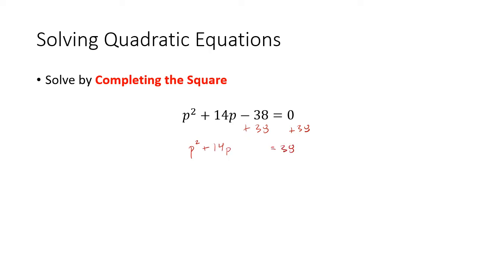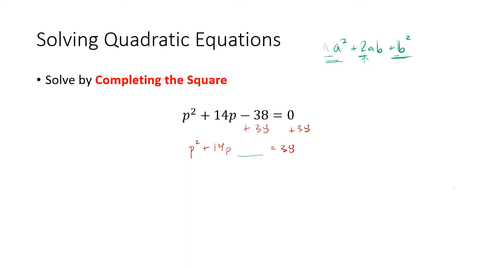Now we need to put something right here that's going to make the left side of this equation a perfect square trinomial. What is a perfect square trinomial? It's something in the form of a squared plus 2ab plus b squared. Essentially we need this coefficient to be double whatever this coefficient is times this coefficient. And then we need this to be a perfect square and this to be a perfect square.